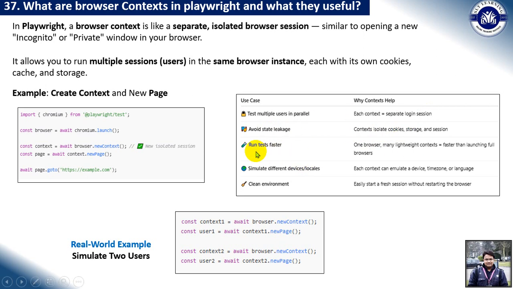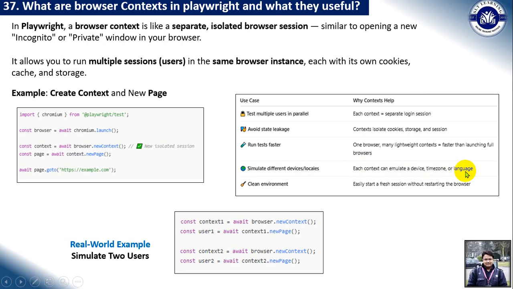Run tests faster: you will have separate isolated browser instances, which helps run your execution faster compared to using the same tab or same browser instance. Simulate different devices or locales: each context can emulate the device, time zone and language separately. Clean environment means you will have a fresh session, fresh cookies and fresh storage, so it is considered a clean browser environment for your testing. Okay, so this is the usefulness of browser contexts in Playwright.